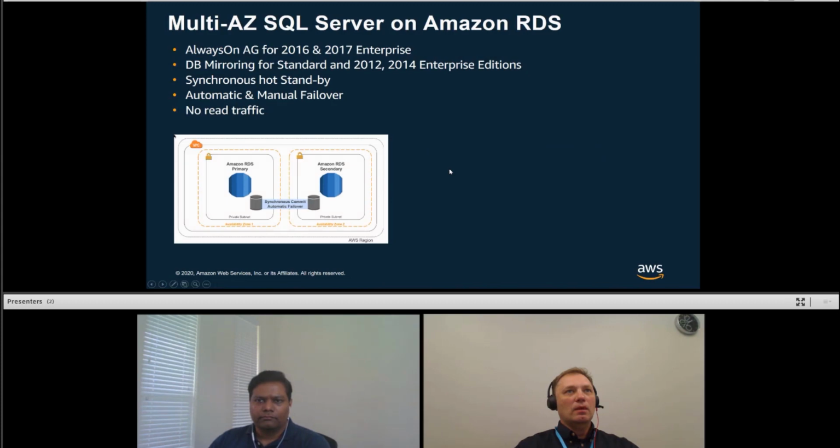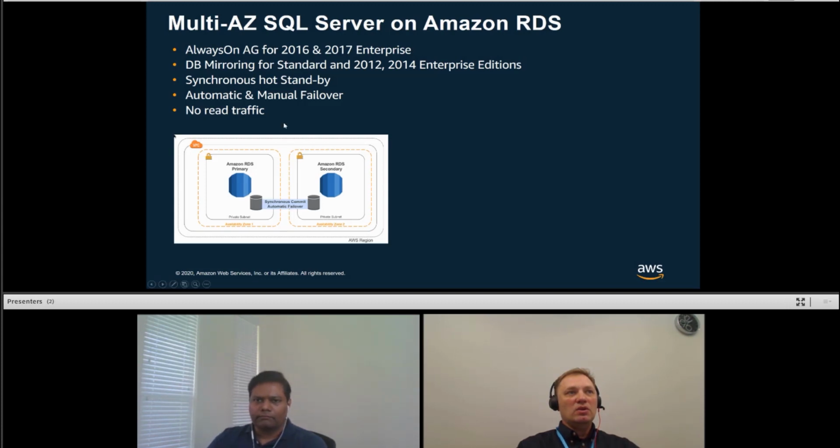And let's now take a look at the diagram. And this is what I just showed you on the console and explained, right? Essentially, Always On availability for 2016 and 2017 Enterprise, and database mirroring for Standard and 2012 and 2014 of the Enterprise editions. Again, it's going to be a synchronous hot standby, which enables the no data loss scenario. Both automatic and manual failovers are available.